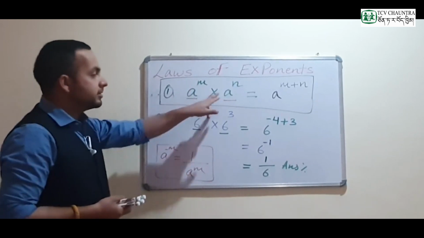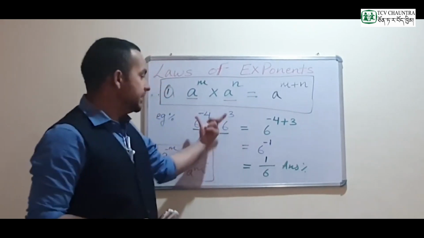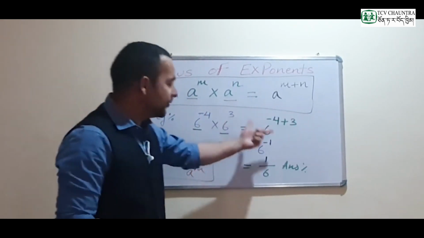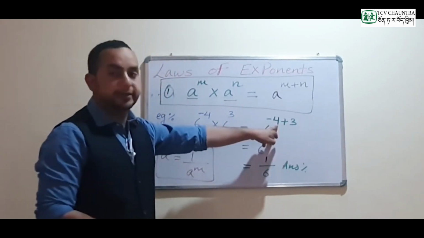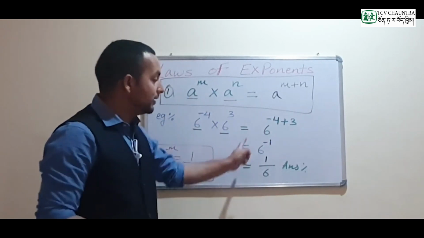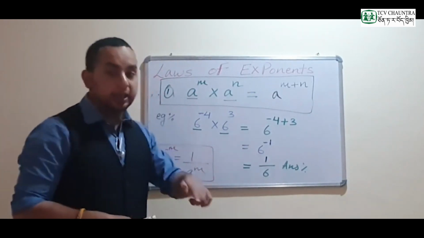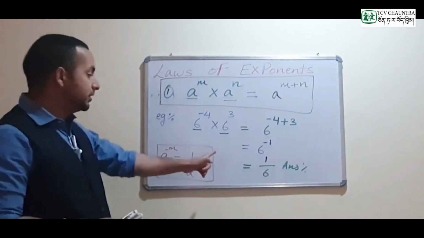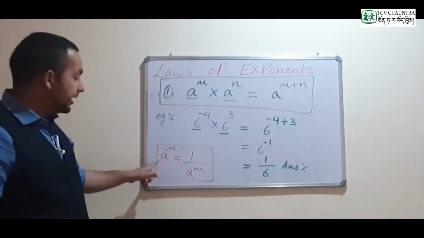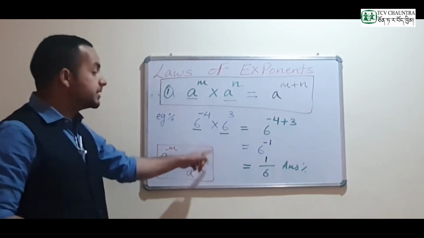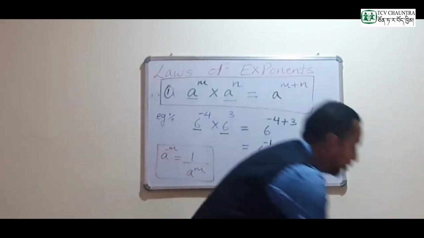First law: base same, power should be added. According to this law we took an example. Negative 4 plus 3: 4 is a greater number, but in front of 4 there is a negative sign, so our answer is 6 raised to power minus 1. That is a negative exponent, and we had learned how to convert a negative exponent into positive. By the formula a raised to power minus m is equal to 1 upon a raised to the power m, the reciprocal is 1 upon 6. Okay, now coming to the next law.